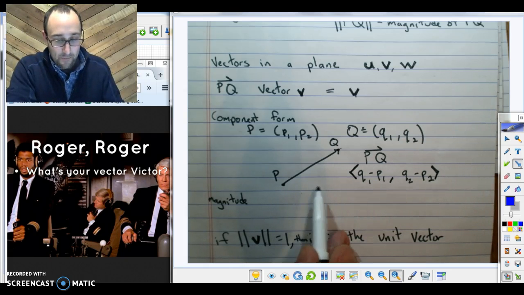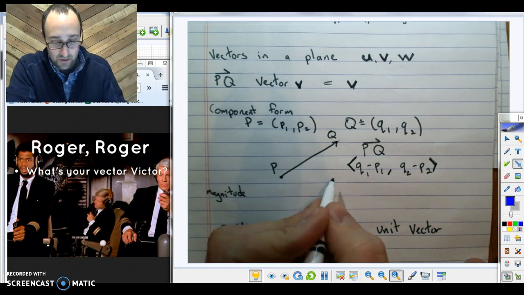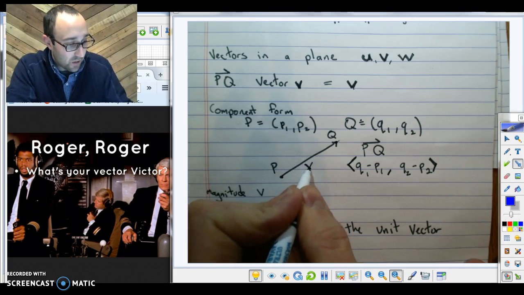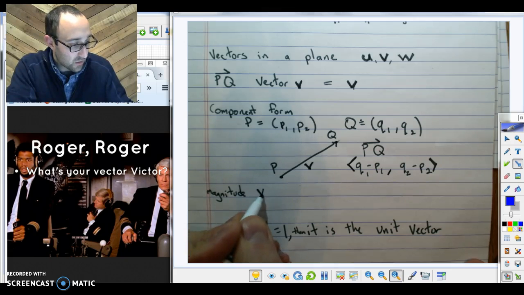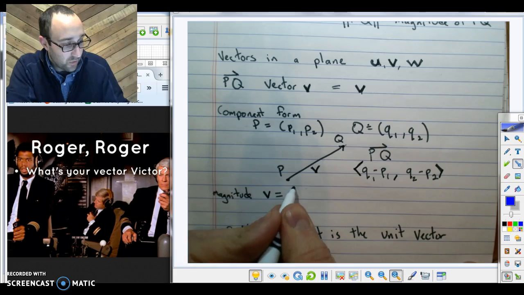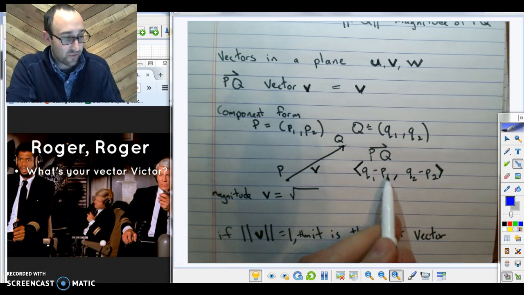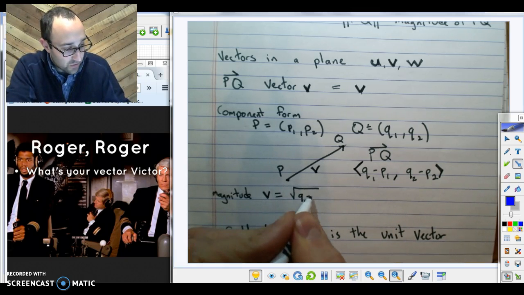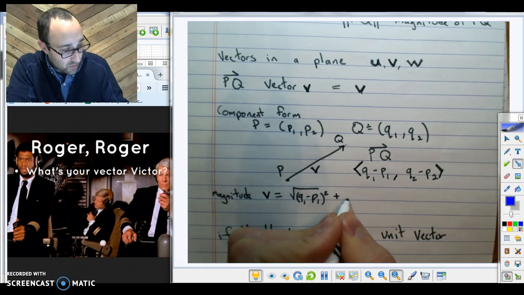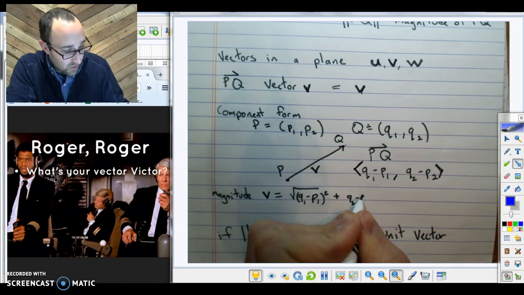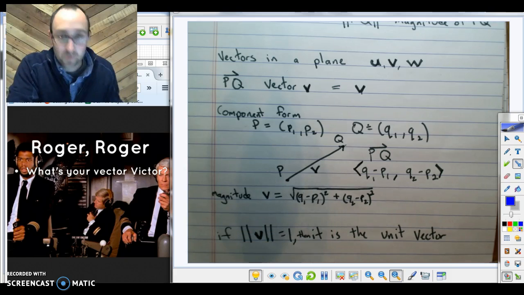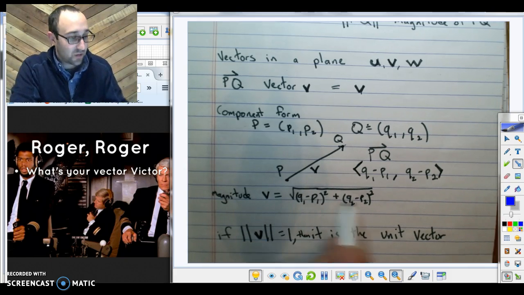If we want to find the magnitude of this vector, let's call this vector v. I've got a dark colored v, so that way I know it's bold. The magnitude of v is just going to be the square root of how far it is from P to Q. So it's going to be the square root of (Q1 minus P1) squared plus (Q2 minus P2) squared, and keep the square root all the way through. So the magnitude of v is going to be that.